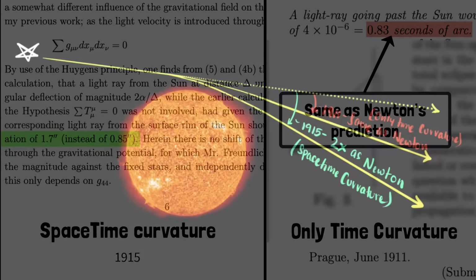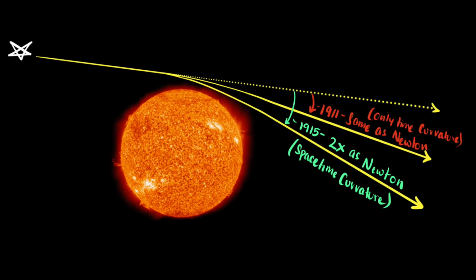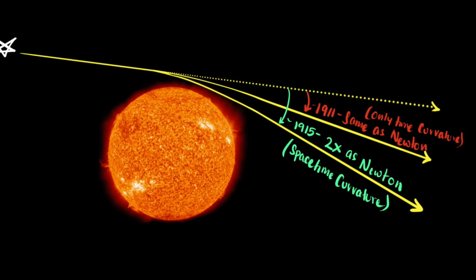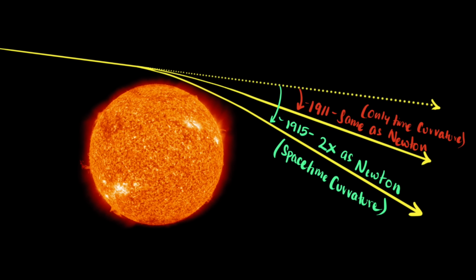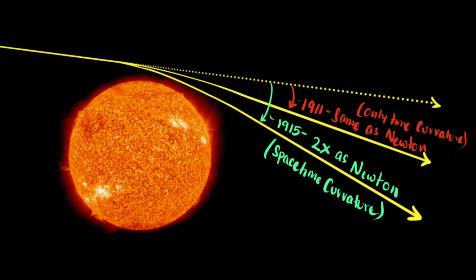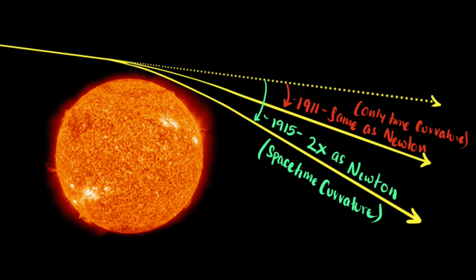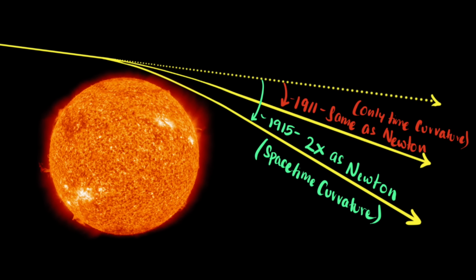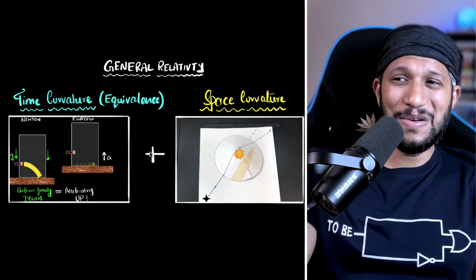It just so happens that for the sun, when you're close to the sun, it's twice as much. And therefore, the deflection of the starlight would be twice as much as what Newton predicts. And we tested it out and the experiment actually agreed with these results.